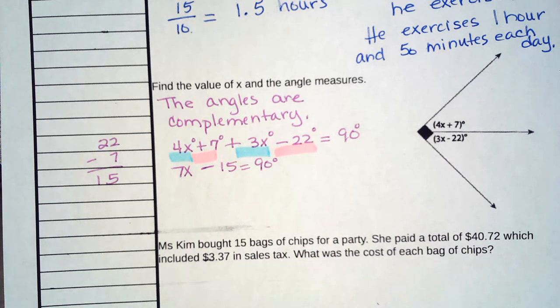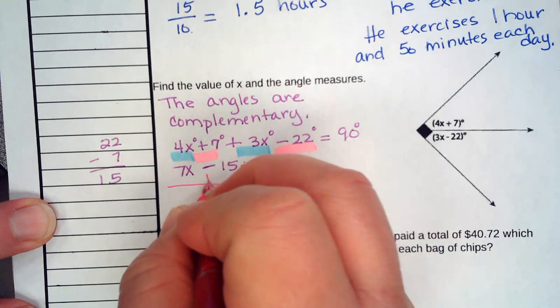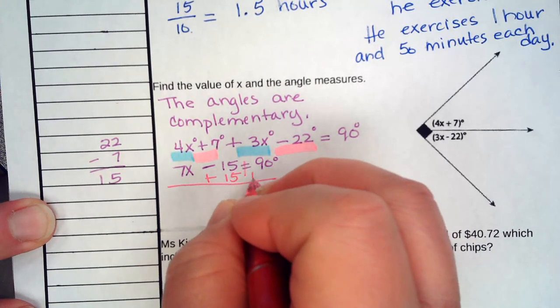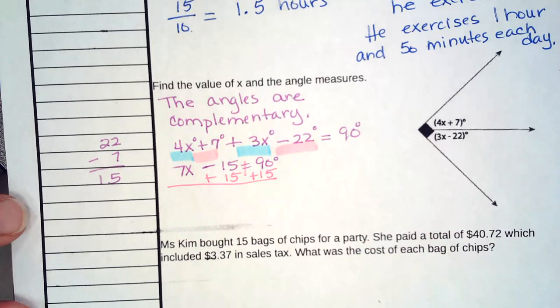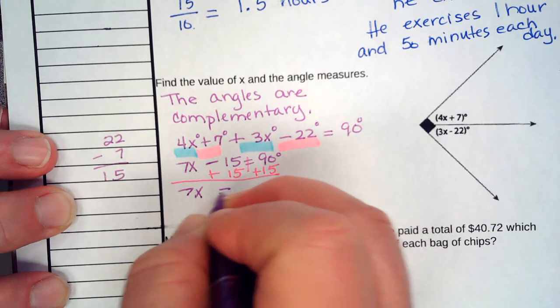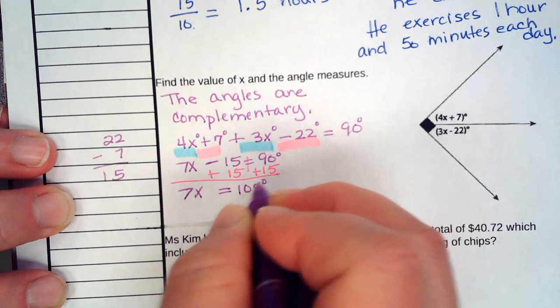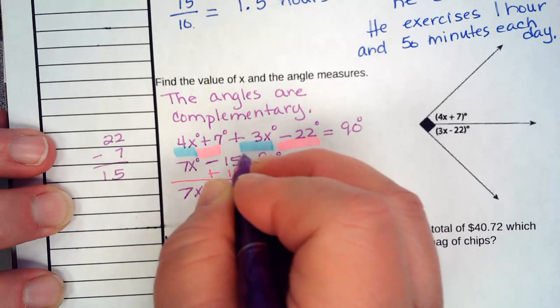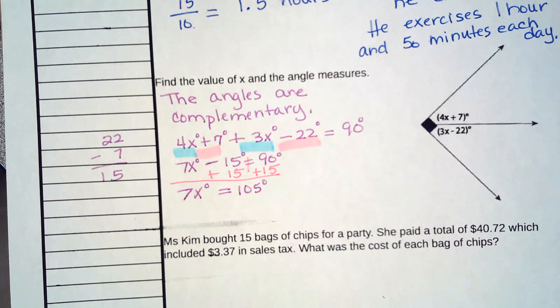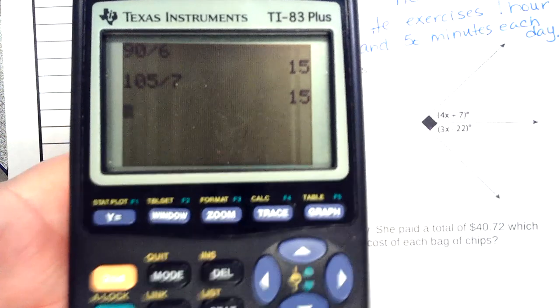What's my first step in solving for x? Add 15 to both sides. 7x is equal to 90 plus 15, which is 105 degrees. 105 divided by 7 is 15.